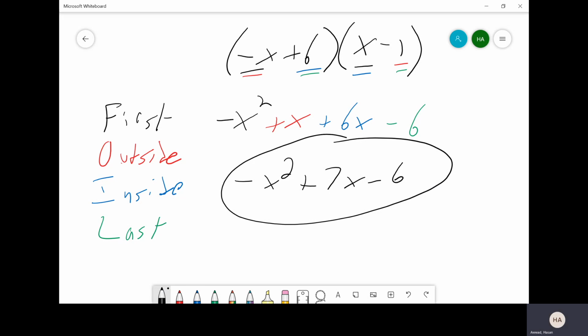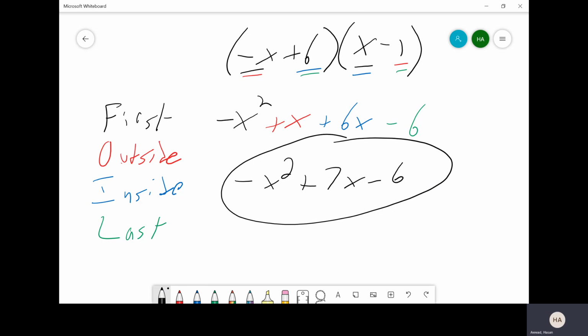And that's it. Okay, so that's how you handle two binomials being multiplied against each other when you're trying to distribute and make sure that everything gets multiplied against everything. And you'll notice everything got multiplied twice, right? We have the negative x got distributed to the x and the negative 1, and also we have the 6 got distributed to the x and the negative 1, right? So that's just how it goes.